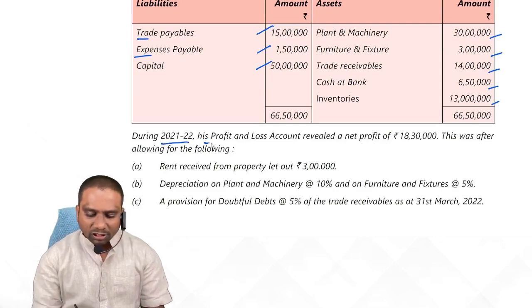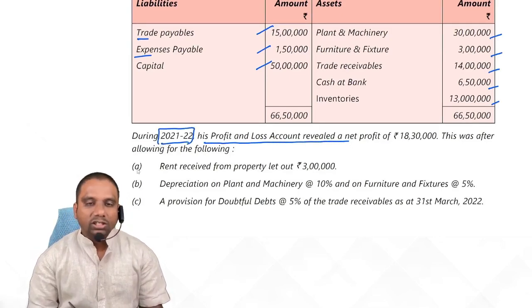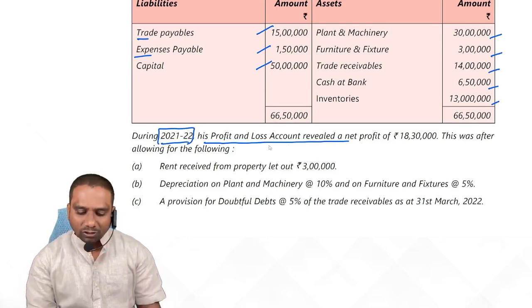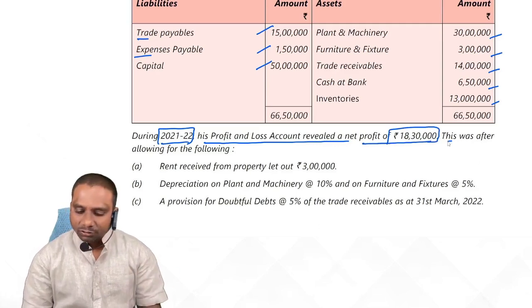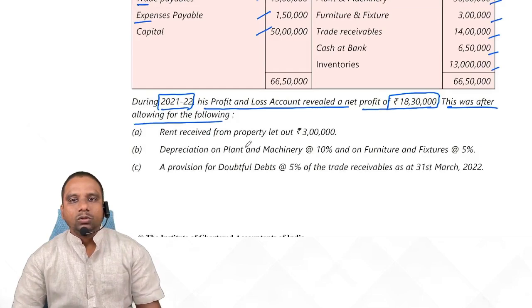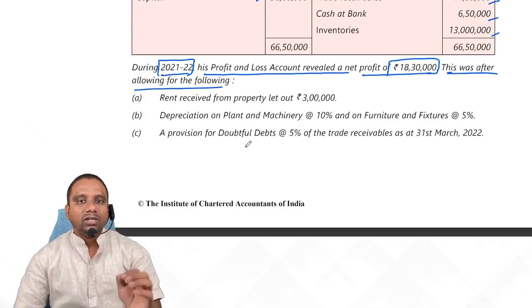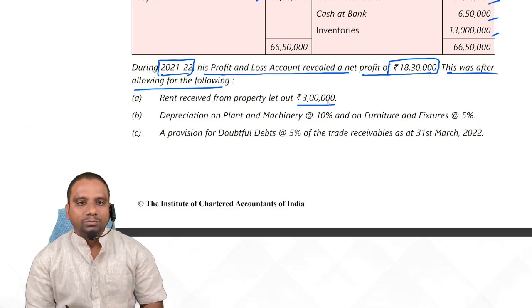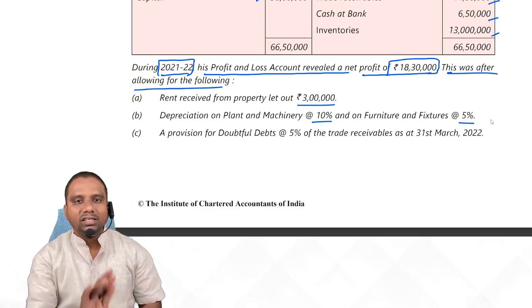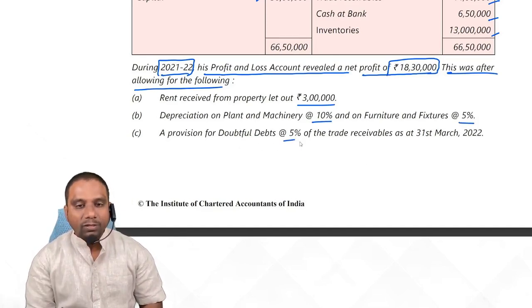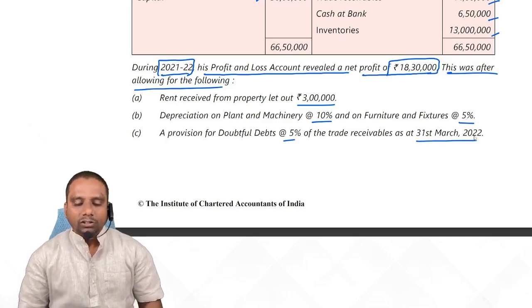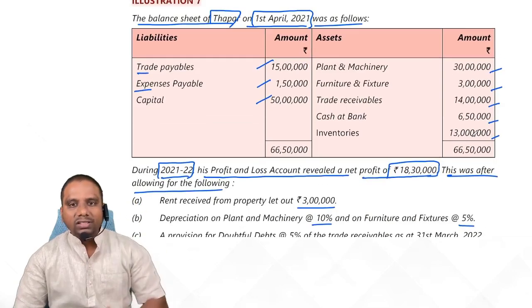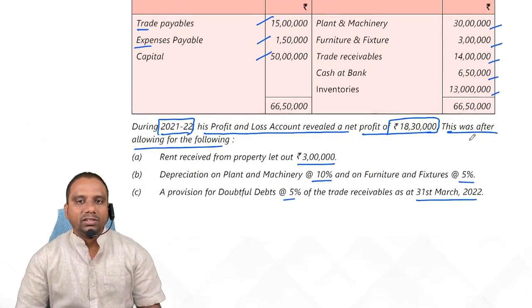During 21-22, his profit and loss account revealed, which means they have already prepared the profit and loss account and arrived at a net profit of 80,30,000. This was after allowing for the following. So while calculating this net profit, they have considered these things. Rent received income. Already they have considered. Depreciation on plant and machinery and furniture. Already they considered depreciation. Provision for doubtful debts 5% of trade receivable on 31st March 2022. Okay, so already they considered all these things. And why are they giving it like this, sir? Simple. Observe carefully.